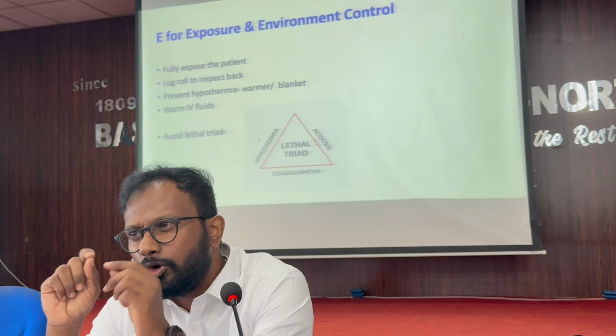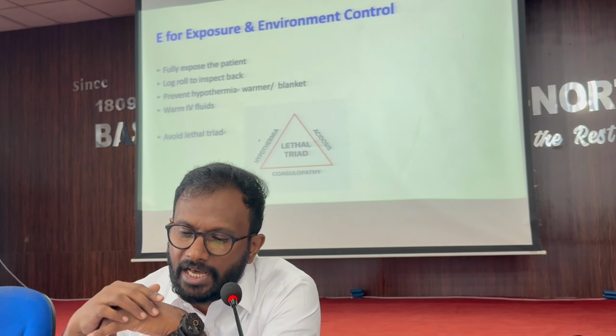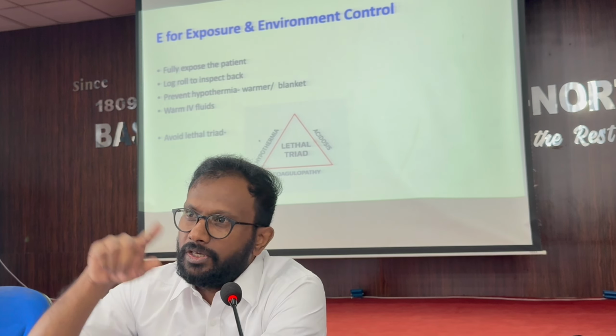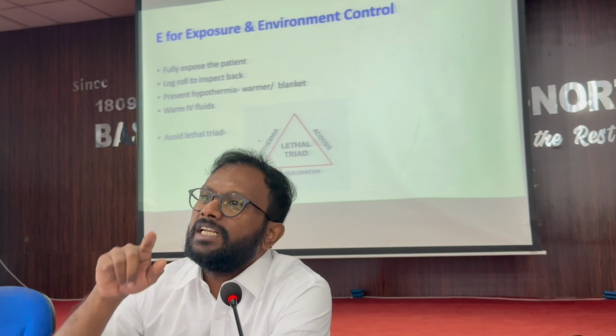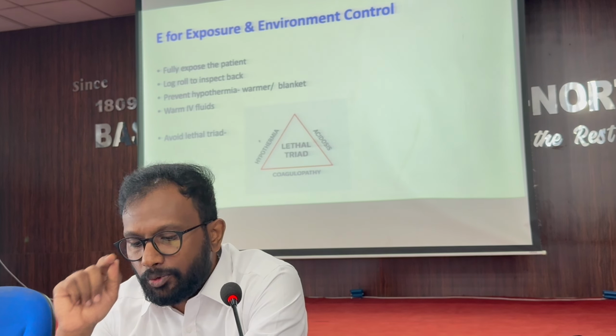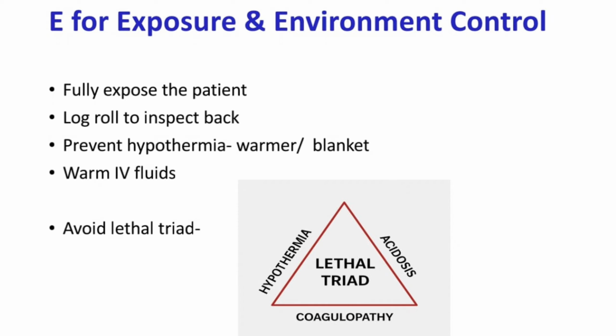So in polytrauma, we talk about the lethal triad. What is the lethal triad? Hypothermia, acidosis, and coagulopathy. The purpose of management in polytrauma is to avoid this lethal triad. Hypothermia can cause acidosis and coagulopathy. Coagulopathy can cause acidosis. Acidosis can cause coagulopathy. It is a triad. Disaster. Okay?